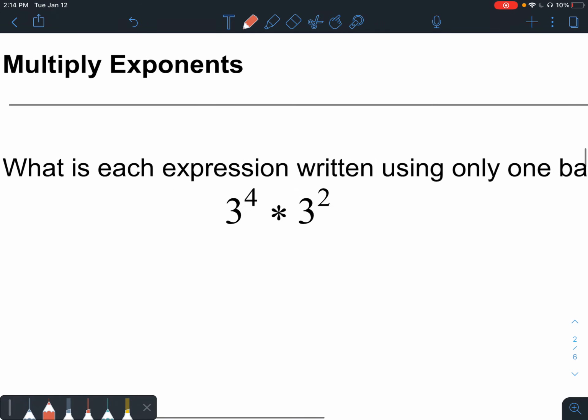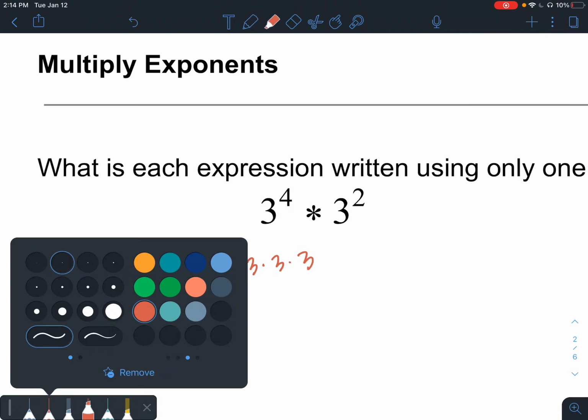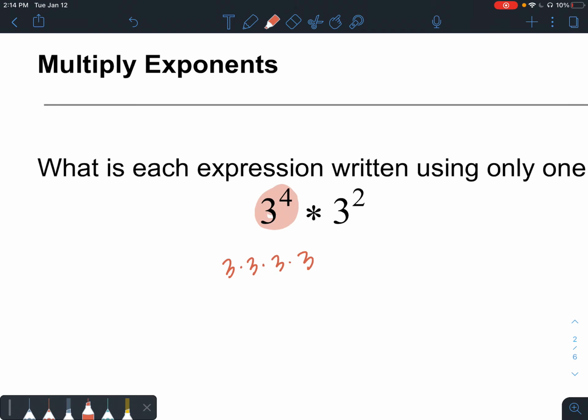So I'm going to rewrite 3 to the 4th times 3 to the 2nd as 3 times 3 times 3 times 3. That's 3 to the 4th. And then 3 squared is 3 times 3. So when I multiply all these together, I get 3 to the 6th because I have 1, 2, 3, 4, 5, 6 3s.